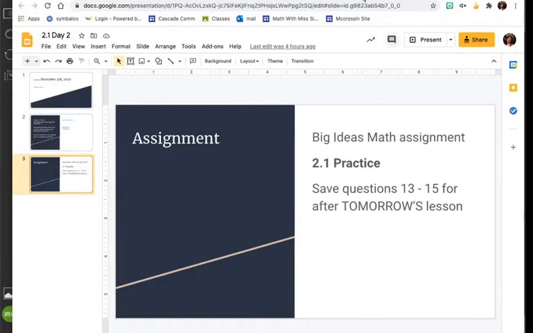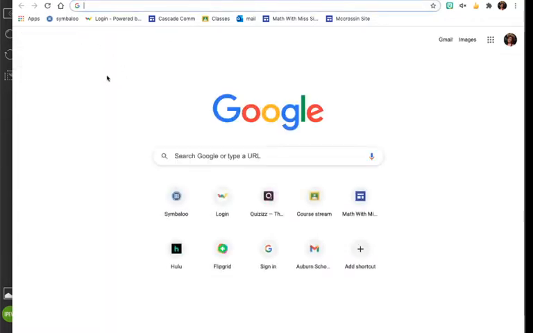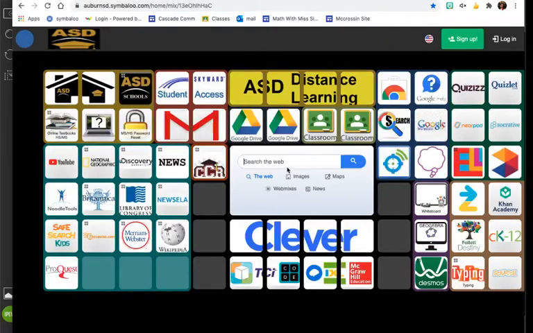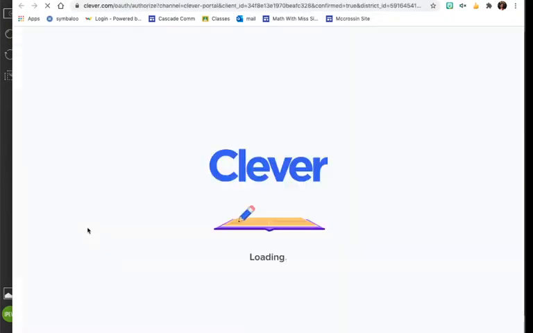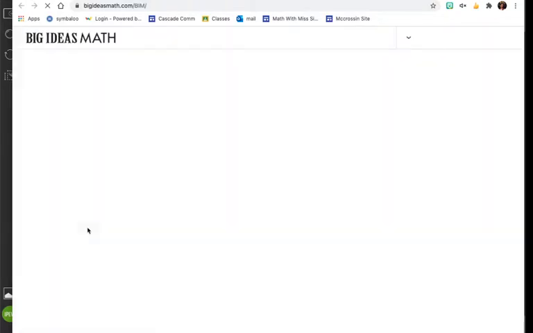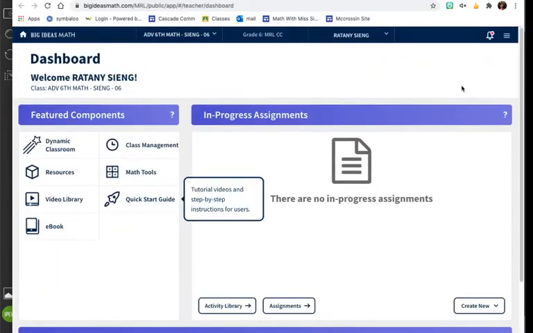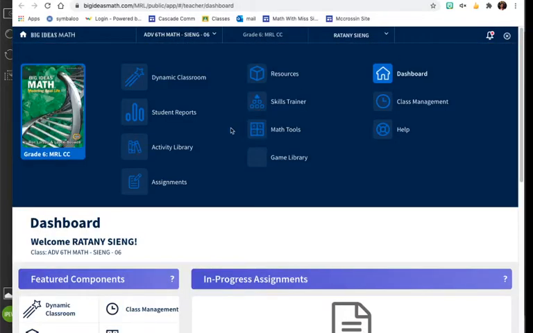To find the 2.1 practice, you go to Big Ideas Math through Symbaloo. Clever. Big Ideas Math. And you can find your assignment. You can click on Assignments, and then you will see the 2.1 practice. Okay. You can always click here, 3 lines, Assignments, and then you can find the 2.1 practice.